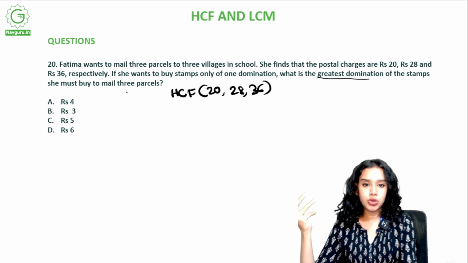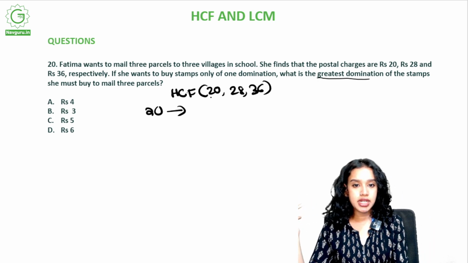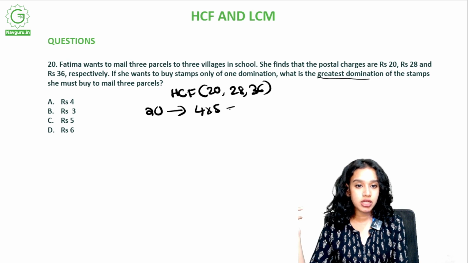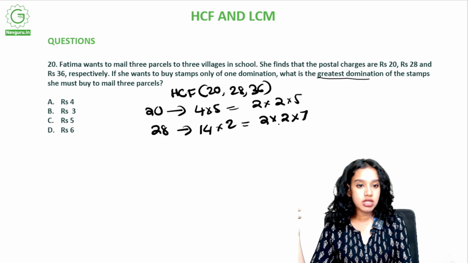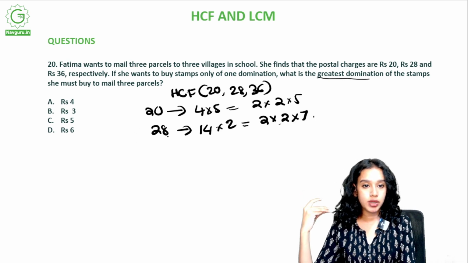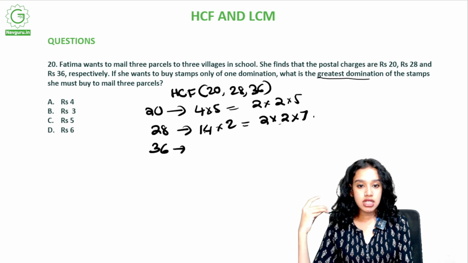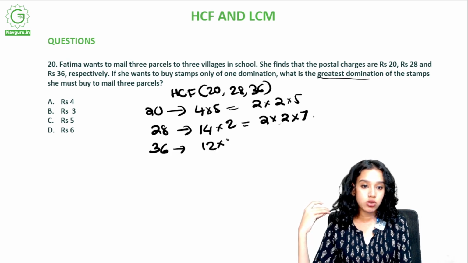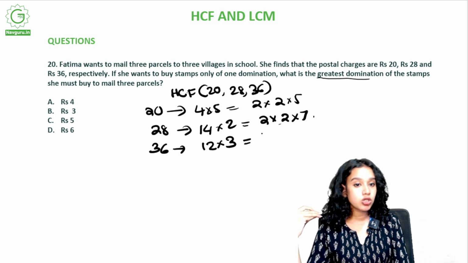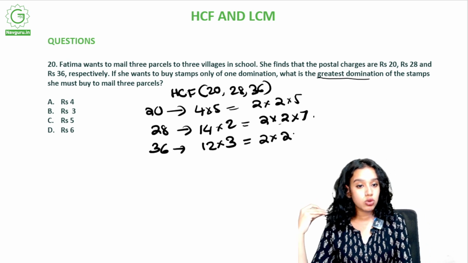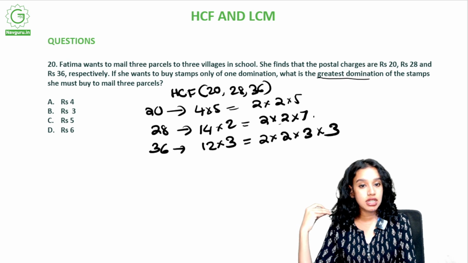We could do it in both ways. Either we could do 20 as 4 into 5, which becomes 2 into 2 into 5. Now 28 could be written as 14 into 2, which is equal to 2 into 2 into 7, because 7 twos are 14 and 14 into 2 is 28. Now, we have 36. 36 is actually 12 into 3, which could be written as 2 into 2 into 3 into 3.